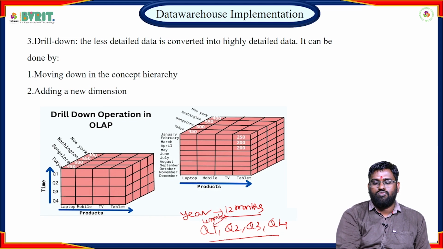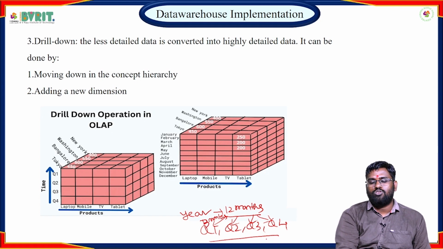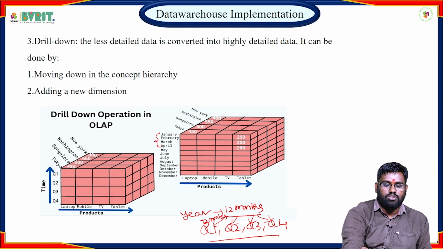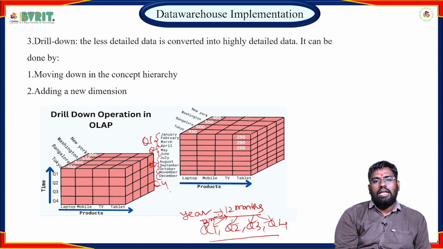So Q1 contains the first 3 months, Q2 the next 3 months, Q3 the next 3 months, and Q4 the last 3 months. So 4 quarters, 4 into 3 months. January, February, March belong to quarter 1. The next 3 belong to quarter 2, the next 3 to quarter 3 and the next 3 to quarter 4. Drill down means we elaborate the given quarter dimensions into more dimensions. Here we have only 4 dimensions, but we are expanding them into 12 dimensions.